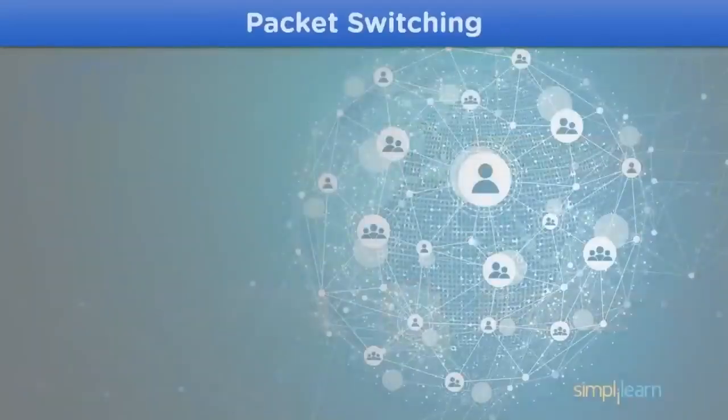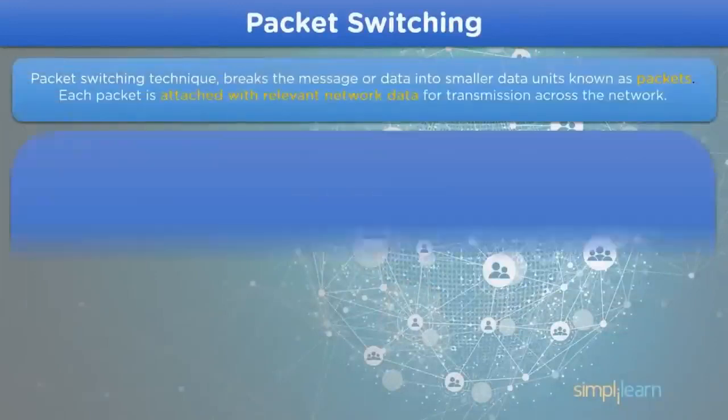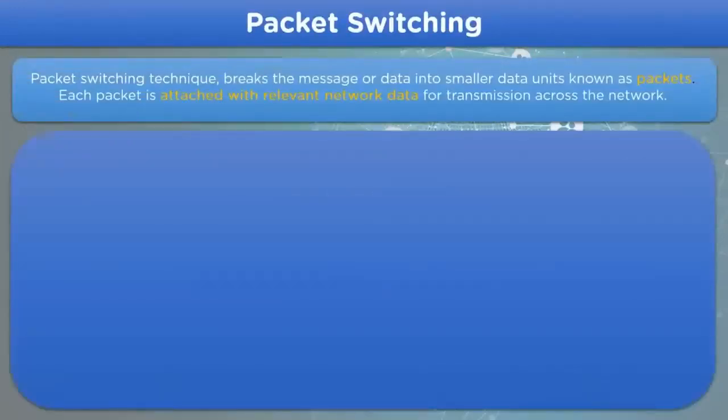Now let's look into the last switching technique, that is packet switching. In packet switching, the message is broken into smaller data units known as packets. These packets are appended with relevant network details for the transmission over the network. Let's look into the working of packet switching.